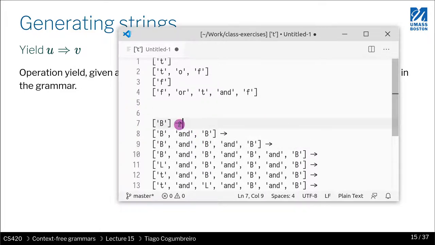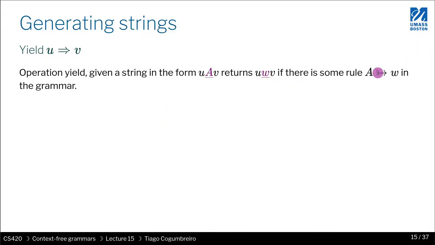So implicitly, there's a grammar here. We know that there's a grammar, so I might want to be explicit and annotate this arrow and say it yields with the given grammar. When we introduce the formalism, we're going to be a bit more precise.